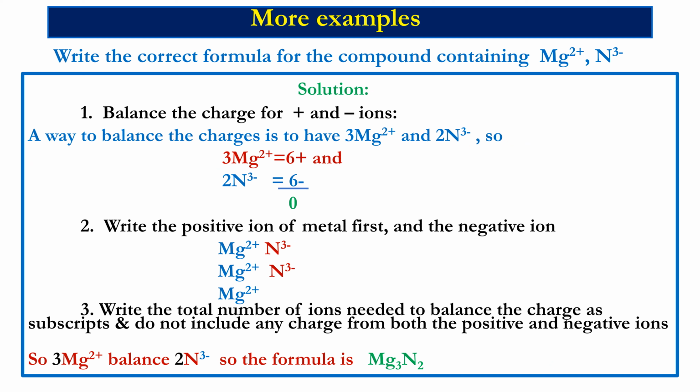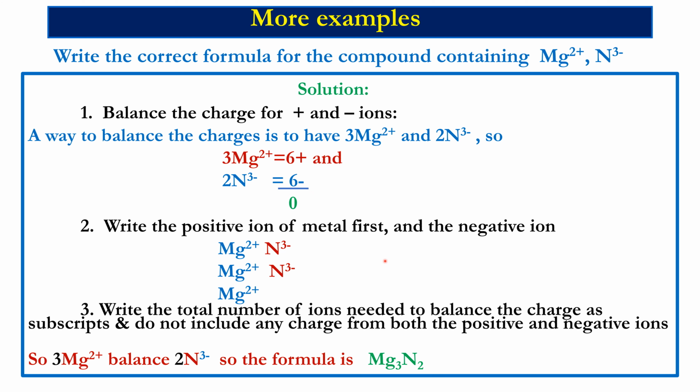So let's look at another example. If you are asked to write the correct formula for the compound that contains Mg2 plus and N3 minus, first, we balance the charge for positive and negative ions. A way to balance the charge is to have 3 Mg2 plus and 2 N3 minus. So what it means is that we will have 3 Mg2 plus, which is equal to 6 plus for the charge, and 2 N3 minus is equal to 6 minus. So in that way, the overall charge will be 0. So we have balanced the charges.